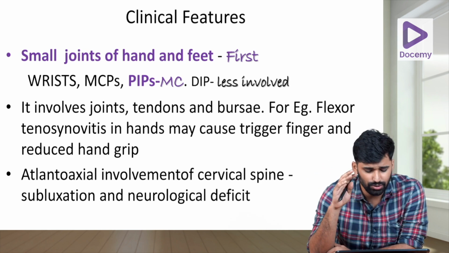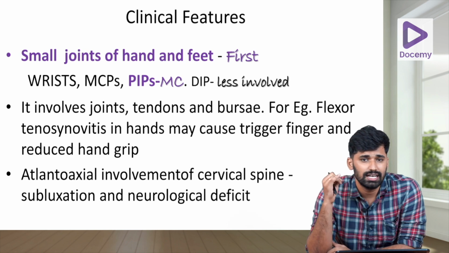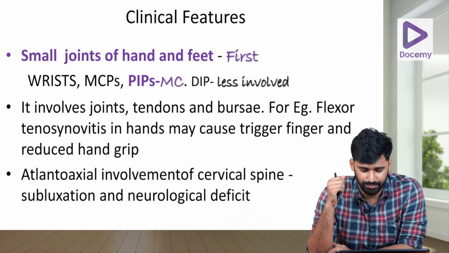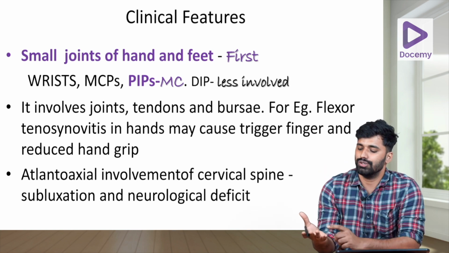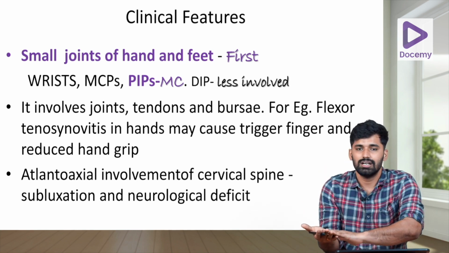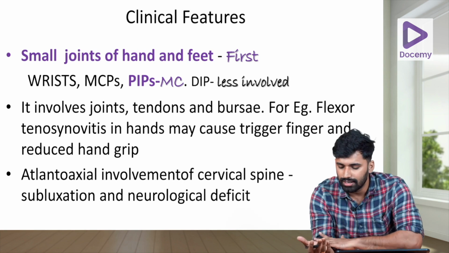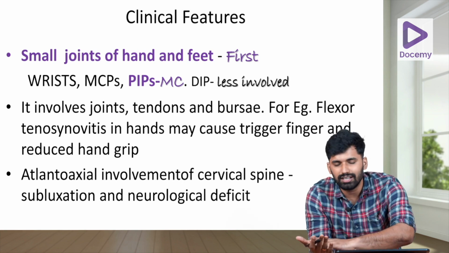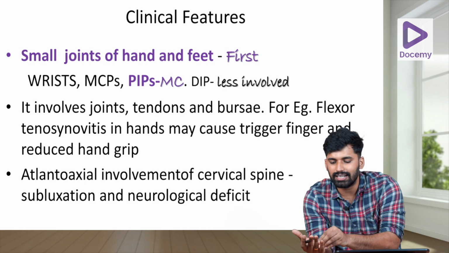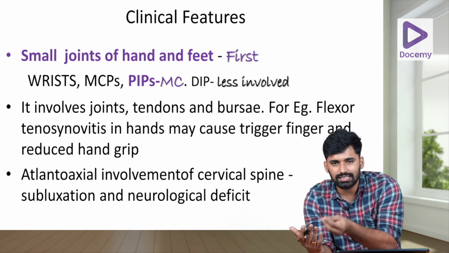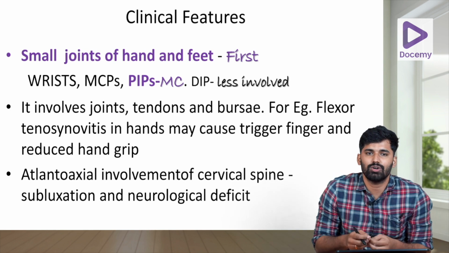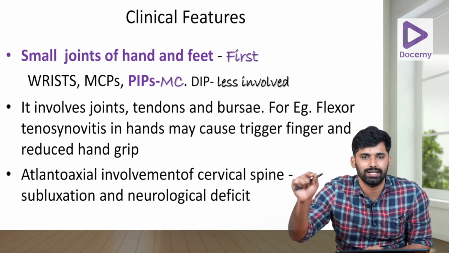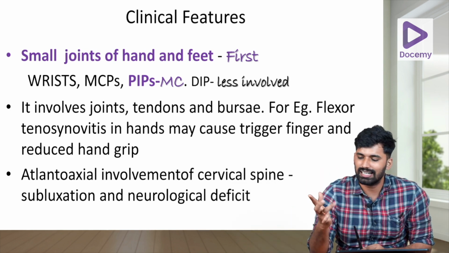Now it also involves the joints, tendons and the bursae. For example, flexor tenosynovitis in the hands. You know that the flexor tendons travel from the elbow down into the wrist and into the fingers. The flexor tendons are here and the flexor tendons have a sheath. The flexor tendon sheaths are inflamed, causing flexor tenosynovitis, which may cause trigger finger.